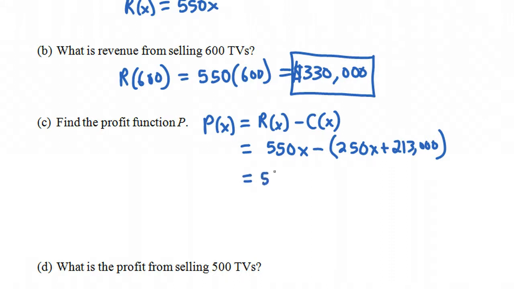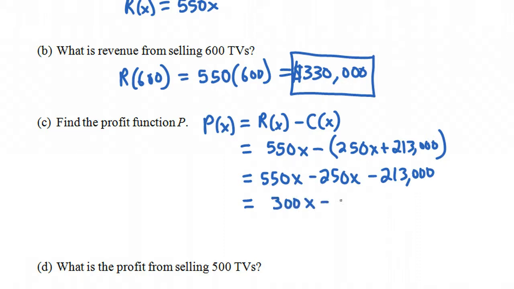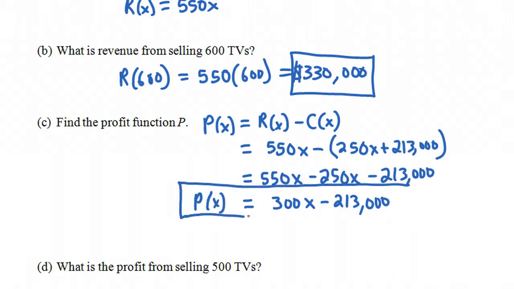Okay, now let's simplify the profit function a little bit. Let's get rid of the parentheses by distributing this negative. So we have 550X minus 250X minus 213,000. And 550X minus 250X is 300X. So our profit function is P of X equals 300X minus 213,000.